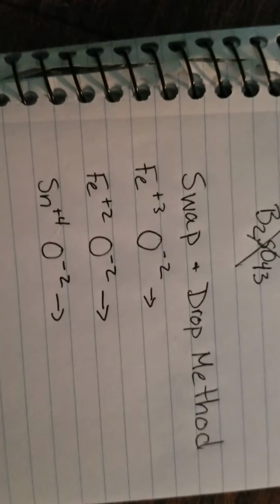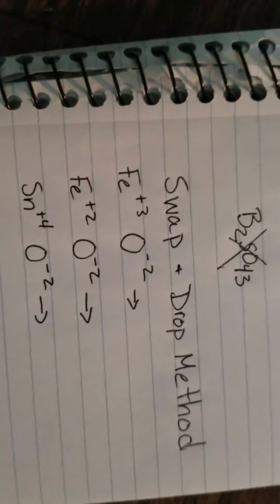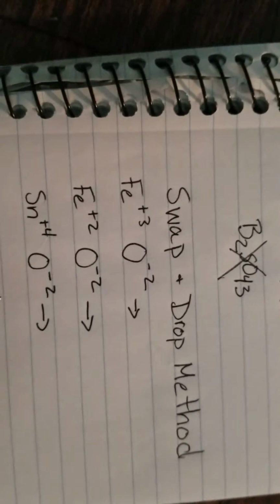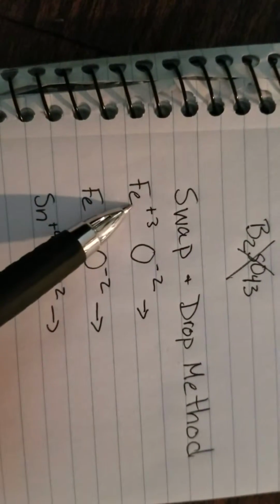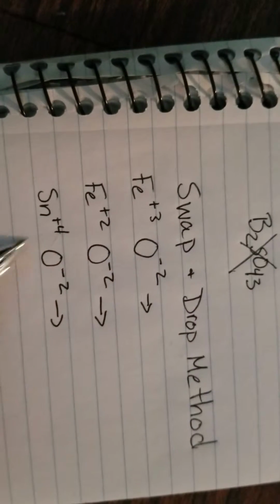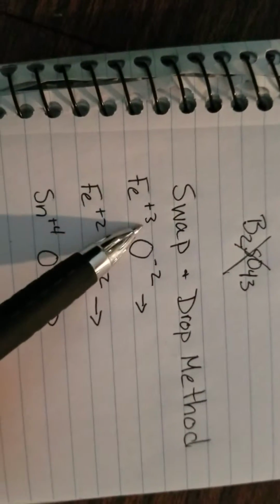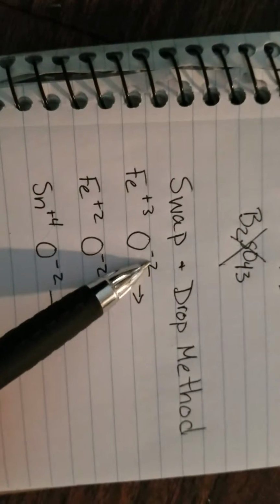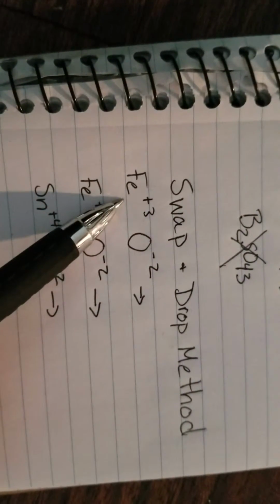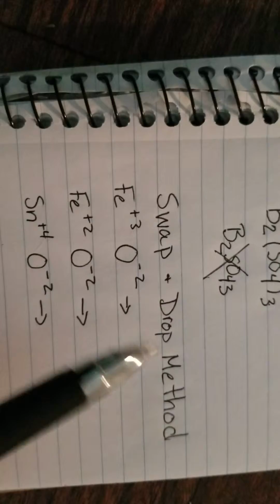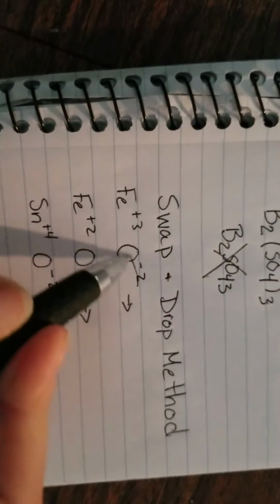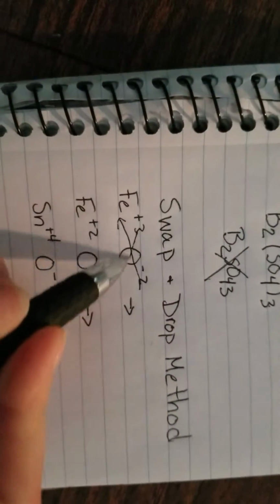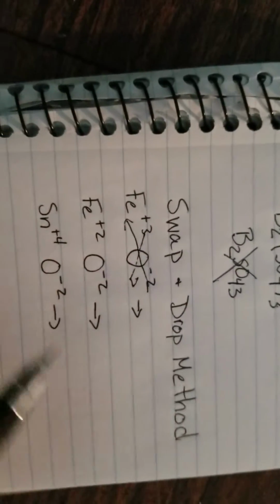All right, in your textbook and in the PowerPoint, it talks about the swap and drop method of figuring out what a formula is. So you would look up the element with its charge. So I listed a couple here. And then literally all you're doing is swapping numbers and dropping the charge sign and where the number is located. Okay, so for example, this 2 is going to end up down here with the iron. This 3 is going to end up down here with the oxygen.